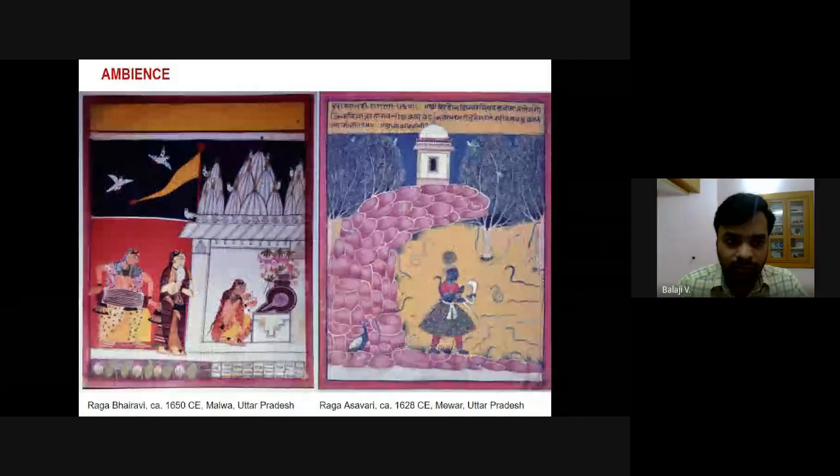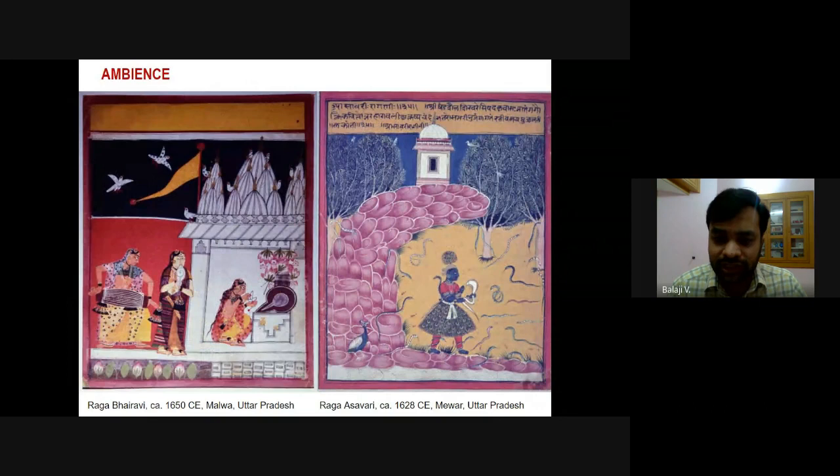Next. So the next theme is ambience. Ambience was very important, because for each raga, when we are taught the melodic modes to sing, we are always insisted that while singing, we have to attempt to create the ambience meant for the melodic mode. So here you can see two examples, one from Rag Bhairavi from Uttar Pradesh, 1600s, and the other one, Rag Asavari from 17th century Uttar Pradesh.